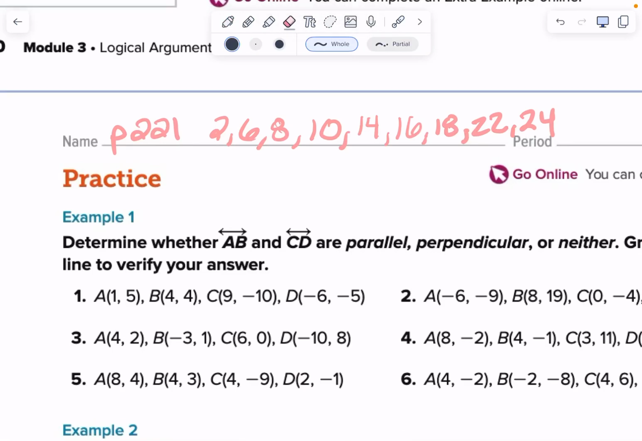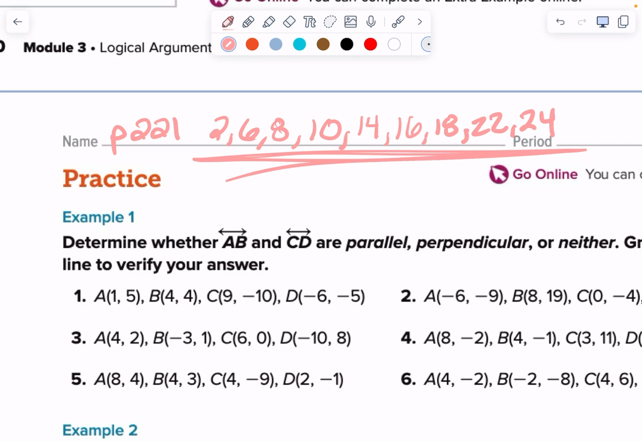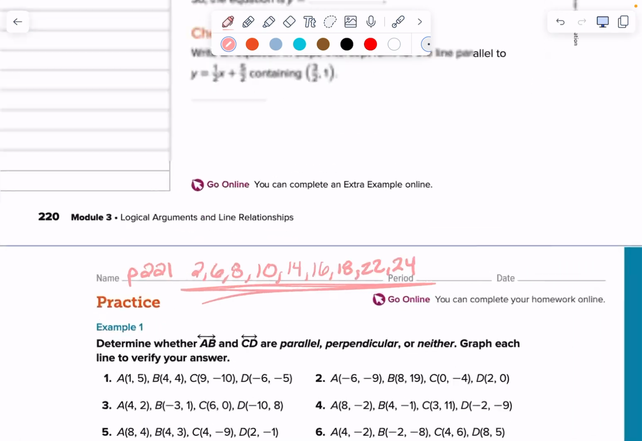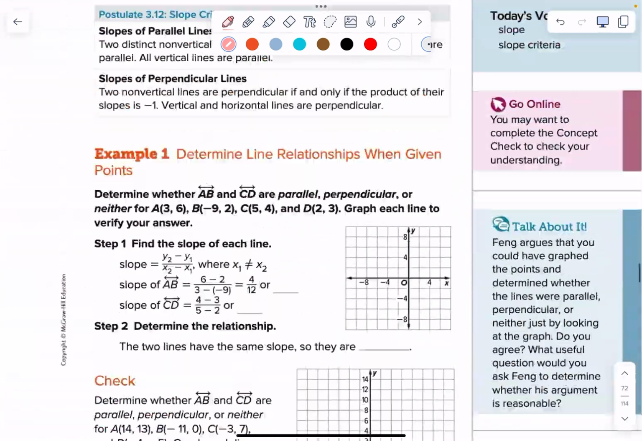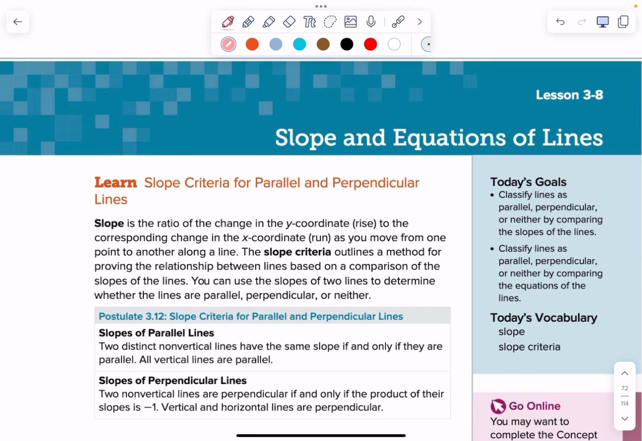All right, hey Aubrey, we are on 3-8 today, and these are the homework problems for them. I just didn't want to have to do 2 through 24, the evens, but whatever, it's those, okay? So pause that if you need to. Here we go. I told them this is hopefully going to be nice and easy. 3-8 is slopes and equations of lines.